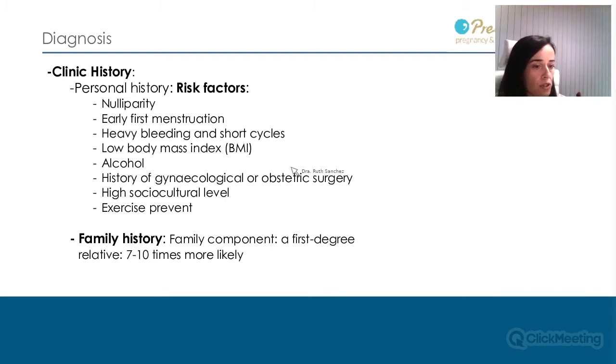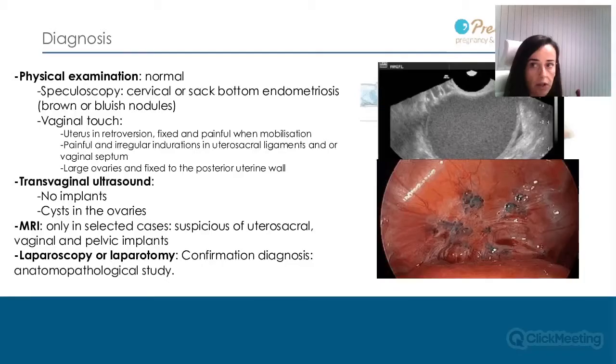It's also important to ask for family history, because there is a family component. If the patient has a first degree relative with endometriosis, she is between 7 and 10 times more likely to have endometriosis herself. So it is very important to do a very good interview looking for this information.